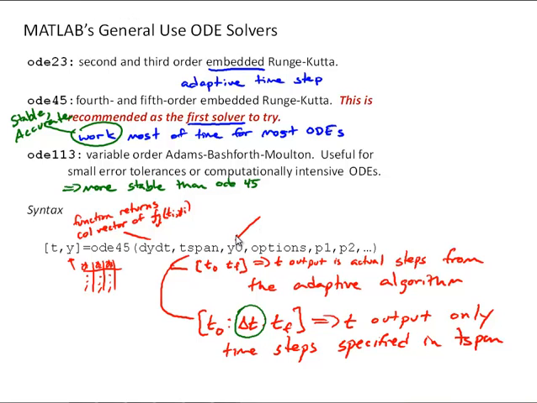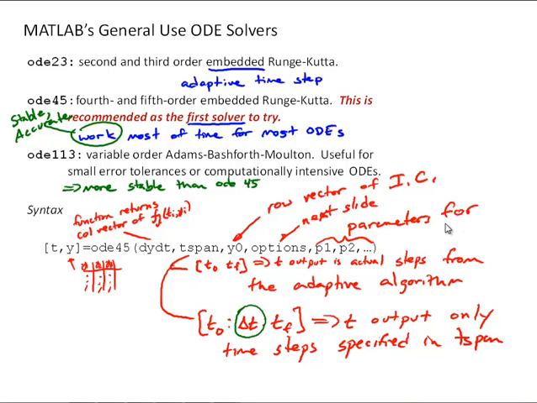Similar to what we had before, we have y naught is our row vector of initial conditions. Options we're going to talk about on the next slide. This is how we set some options for the solver. And then we can pass parameters through the solver for our dy dt function to use to evaluate.